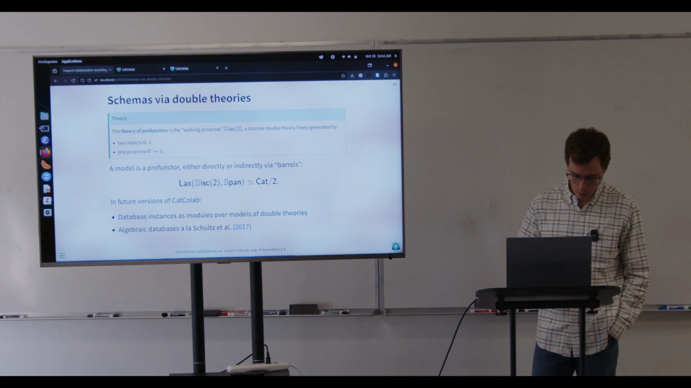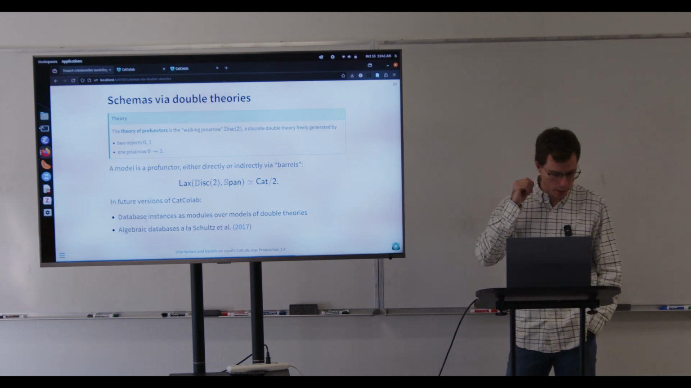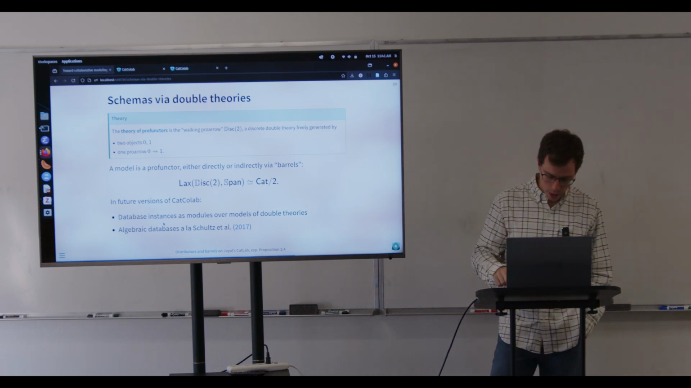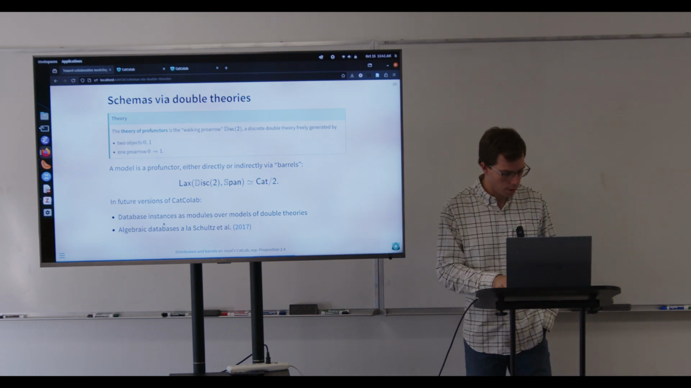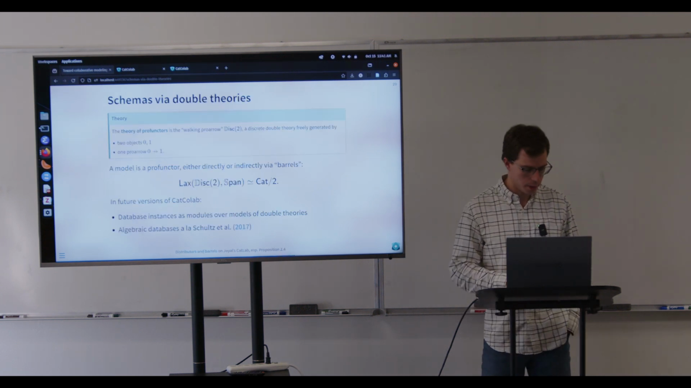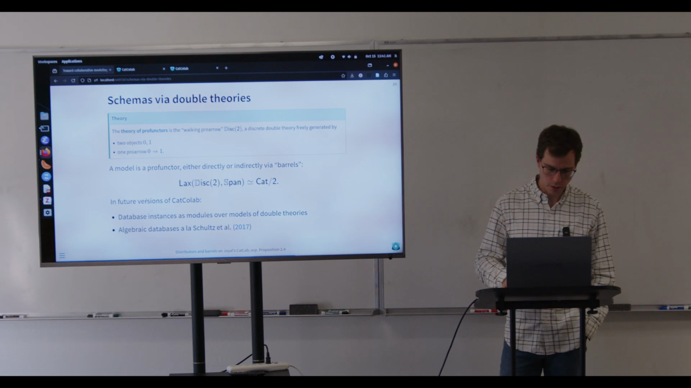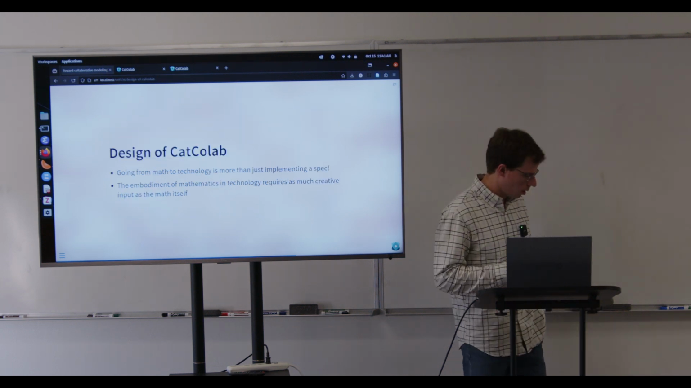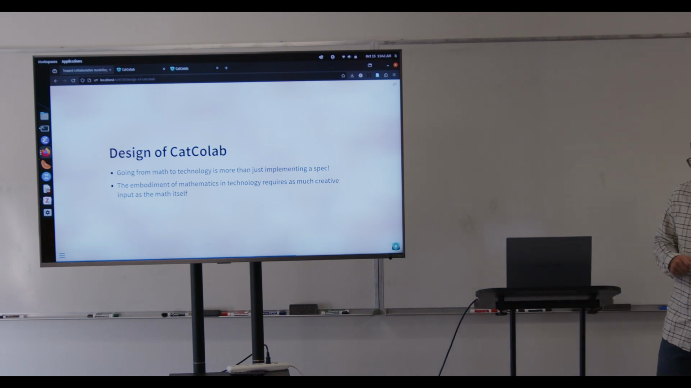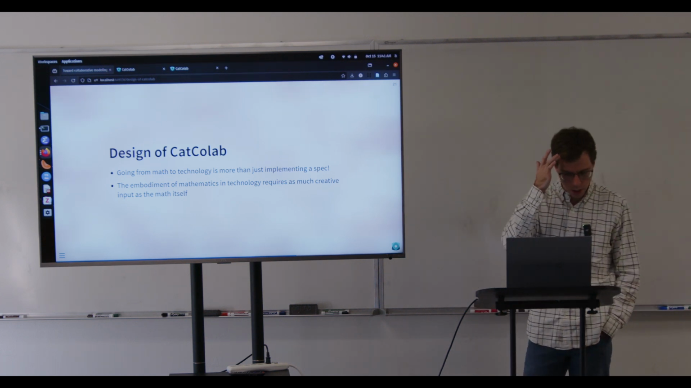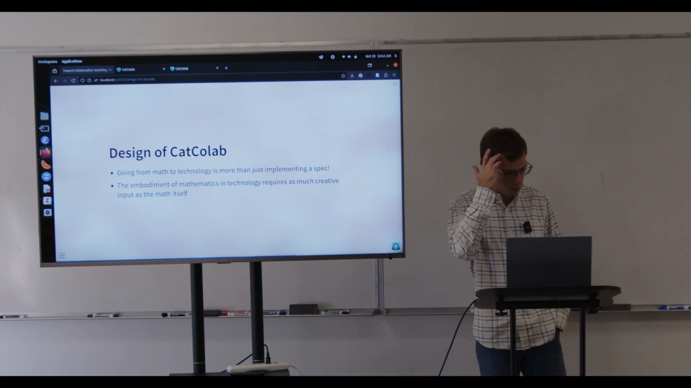And then more immediately, one of the things that I hope we'll be working on over the next couple months is doing database instances. We have a generic notion of a module or an instance over a model, and we'll be looking to explicate that and implement, again probably initially, a restricted version of that idea. Okay, so that concludes the math bit of the talk. In the last 10 or so minutes, I want to talk a bit about the design of the tool.